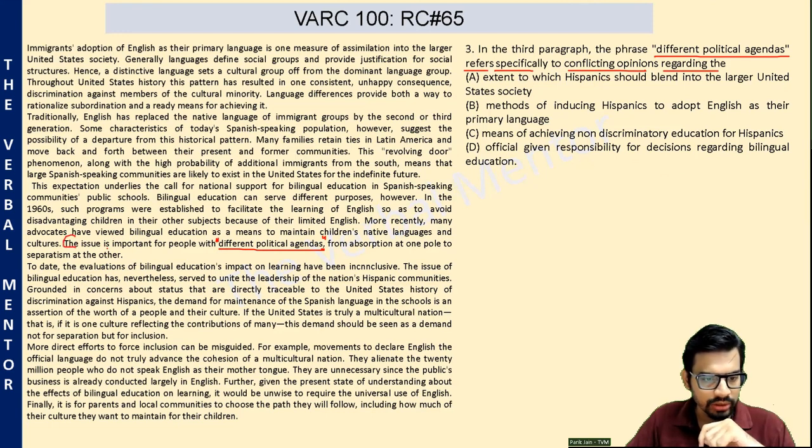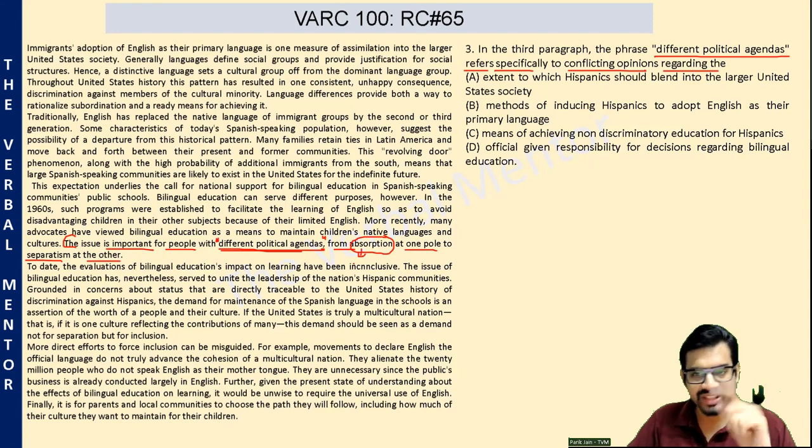It says the issue is important for people with different political agendas, from absorption at one pole to separatism at the other. Absorption, whose absorption? Spanish speaking communities' absorption. Separatism, whose separatism? Same. So the different political agendas refer to conflicting opinions about absorbing the Spanish speaking communities within the broad US culture. That should be our answer. The extent to which the Hispanics, the Spanish speaking community, should blend or be absorbed into the larger United States society and culture, A should be our answer.